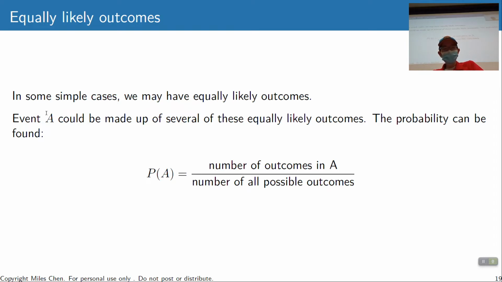Okay, in some simple cases, we have equally likely outcomes. And if that's the case, and you have some event A, A could be made up of several of these equally likely outcomes. And the probability in this case is just the number of outcomes that belong in A, and we divide by the number of all possible outcomes.